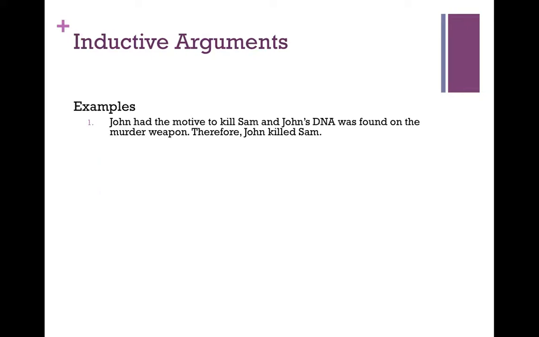Now compare this with some inductive arguments. John had the motive to kill Sam, and John's DNA was found on the murder weapon. Therefore, John killed Sam. Even if the two premises are true, that John had the motive to kill Sam, and that John's DNA is on the murder weapon, that's no guarantee that he killed Sam. There's no guarantee whatsoever.